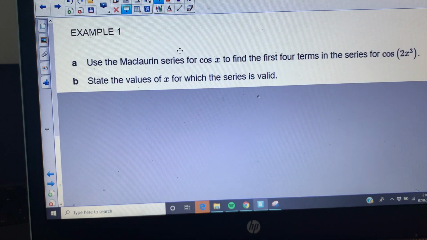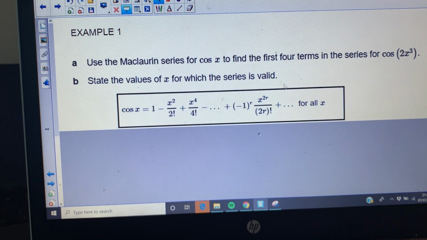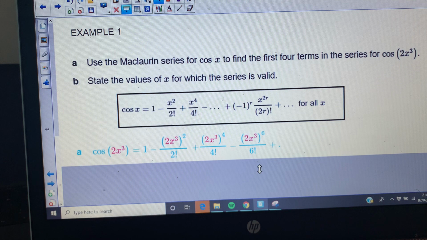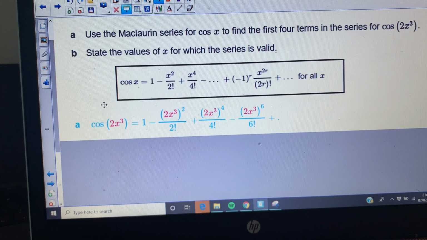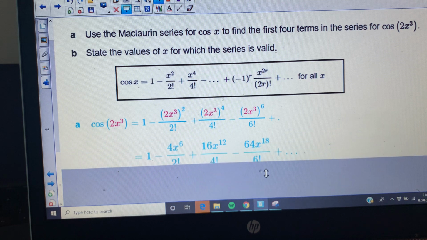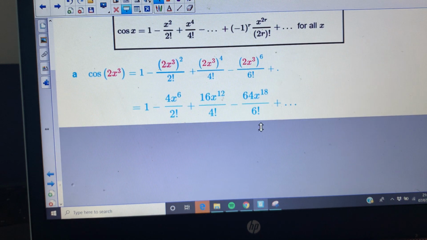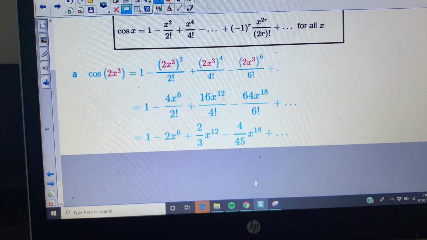So example 1: use the Maclaurin series for cos x, there it is, to find the first 4 terms in the series of cos 2x cubed. So you're going to replace your x with 2x cubed. That's what it's going to look like. Replace the x in here with 2x cubed, and now just simplify it. Looks like that. So you're just shoving 2x cubed into this and then gathering the terms together.